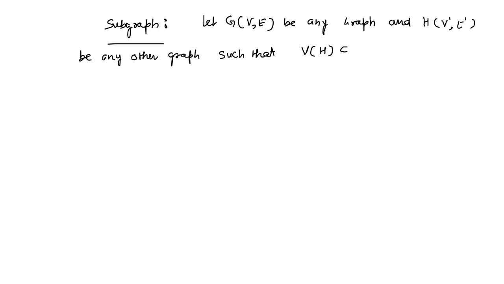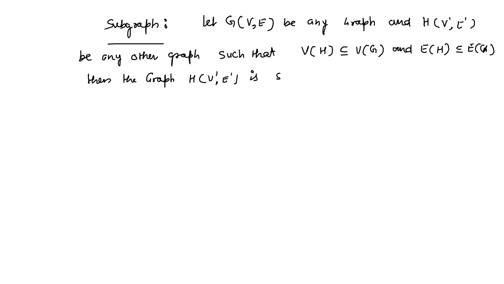Such that the vertices of H is a subset of vertices of G, and edges of H is a subset of edges of G. So then, the graph H having different vertices V' and edges E' is said to be a subgraph of G.